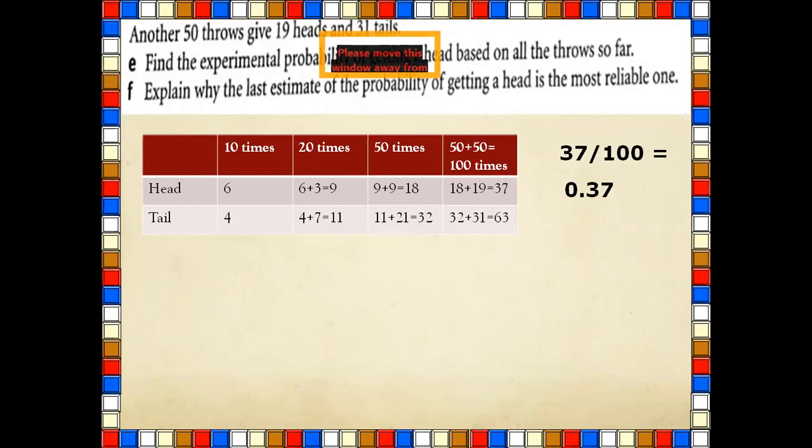Habib, are you there? Yes, teacher. Part F: explain why the last estimate for the probability of getting a head is most reliable. Look, 0.37, we know it's not close to the theoretical probability of choosing head that we usually know, which is half. But it's the most reliable one. Why do you think that, Habib? How many times did he repeat the experiment? 100 times. Okay. He did it 100 times.